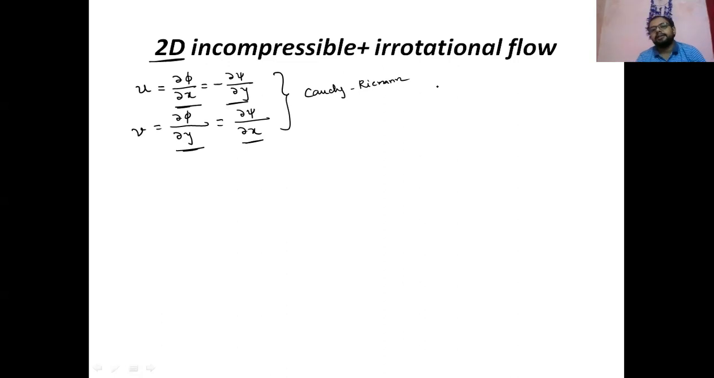What does it signify? It signifies the following. We are taking two cases here. Case one first. Case one, it is an irrotational flow.